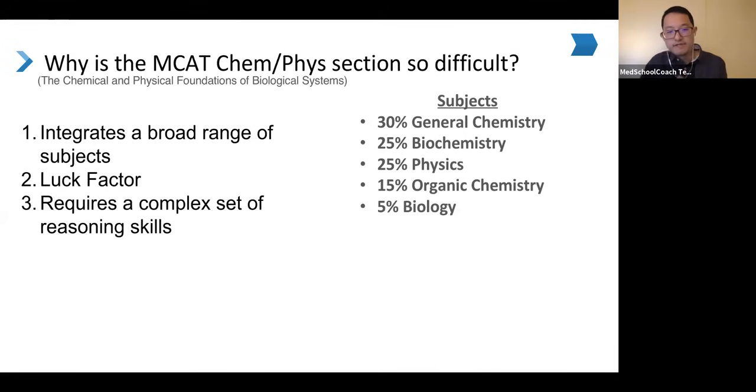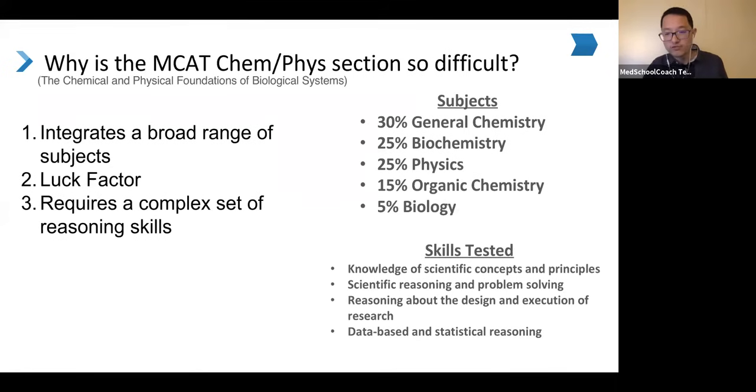Number 3, the Chem Phys section requires a complex set of reasoning skills. So this is not an exam where you just memorize a bunch of content and you're good to go. The MCAT has 4 types of questions for the Chem Phys section, and they test the skills that we have written right here on the bottom right. Knowledge of scientific concepts and principles, scientific reasoning and problem solving, reasoning about the design and execution of research, and data-based and statistical reasoning.